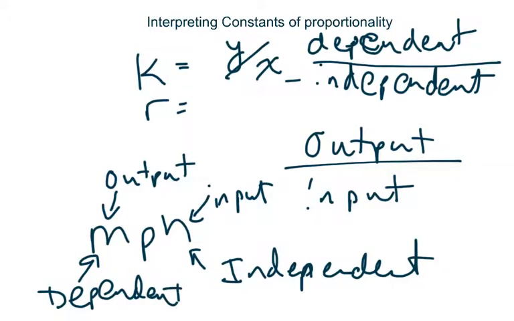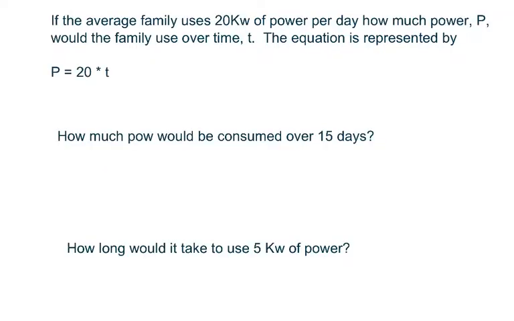And so when we talk about constant proportionality, we want to see if it has the same output divided by input ratio for all the values that are possible. And so we're going to look at a couple examples. So here we have an example. If the average family uses 20 kilowatts of power per day, how much power, P, would the family use over time, T? This equation is represented by P equals 20T.